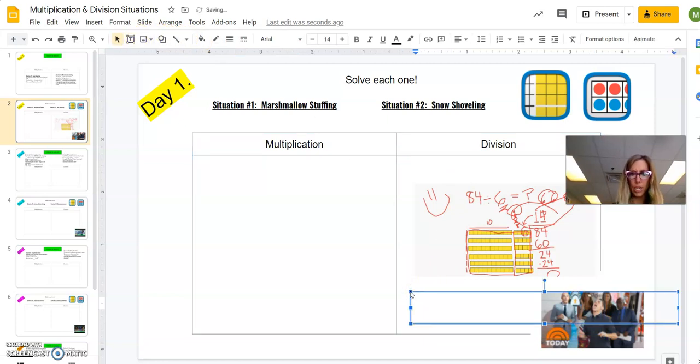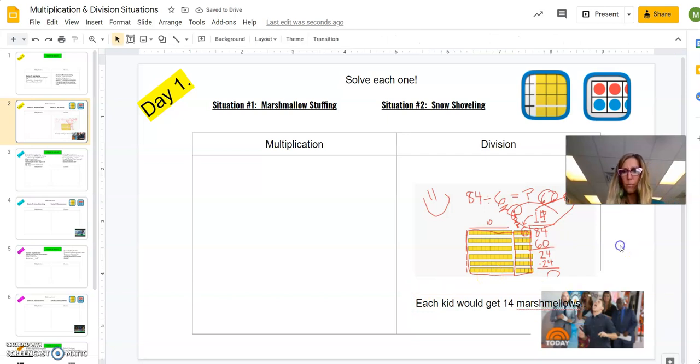It is. I could even type, it makes me feel good. I could even type right here and say, each kid would get 14 marshmallows. Stuff in their mouth. Yes, that'd be so much fun. Or would it? Might get sick.